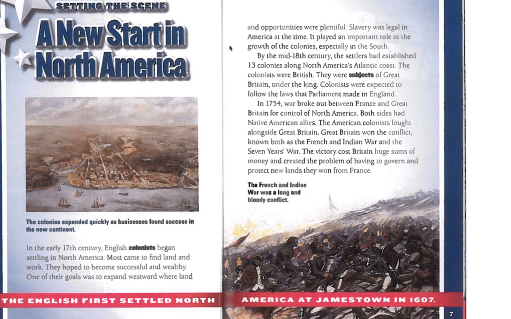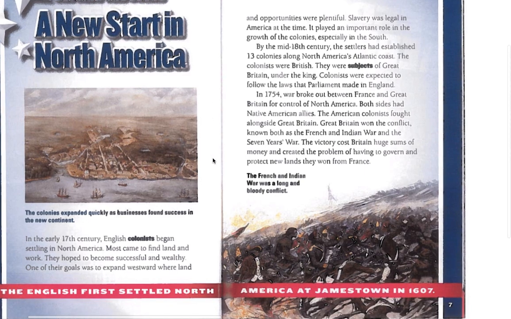This means that anybody who came to America still had to follow the British law all the way back in Great Britain. In 1754, war broke out between France and Great Britain for control of North America. Both sides had Native American allies. The American colonists fought alongside Great Britain. Great Britain won the conflict, known both as the French and Indian War and the 7 Years' War. The victory cost Britain huge sums of money and created the problem of having to govern and protect new lands they won from France. The French and Indian War was a long and bloody conflict.